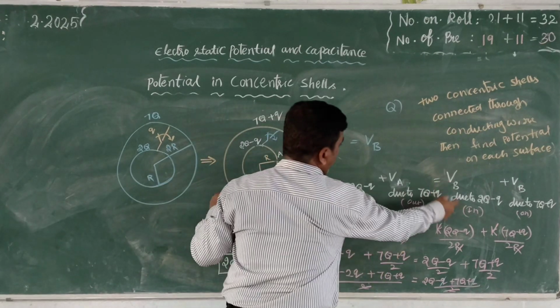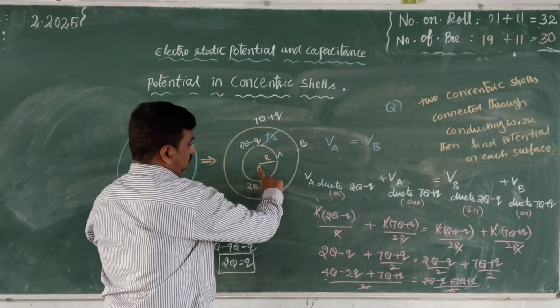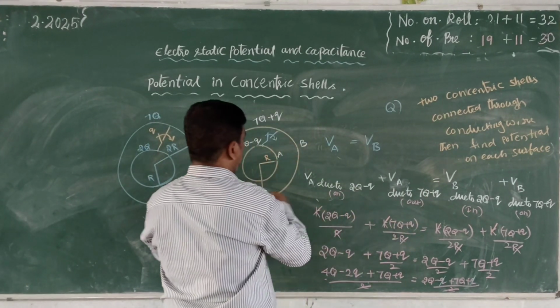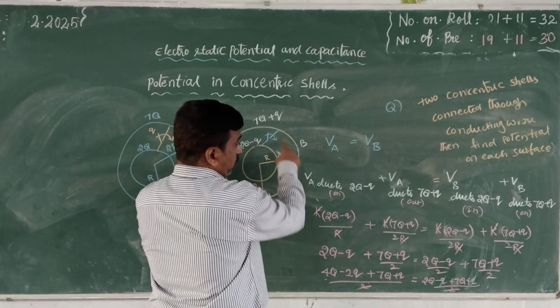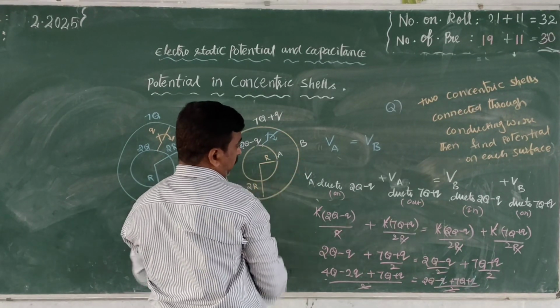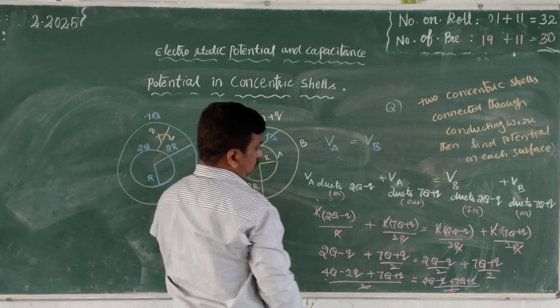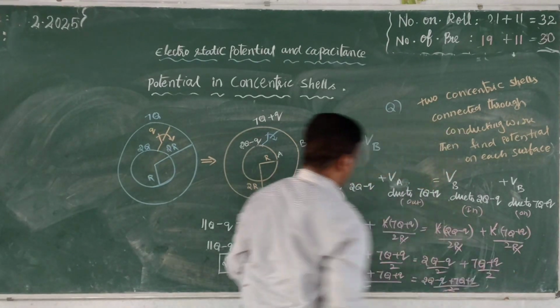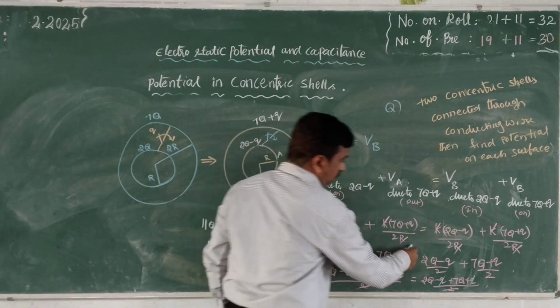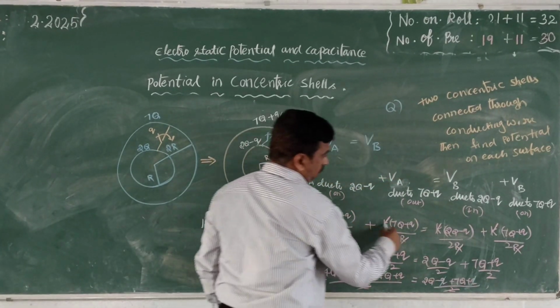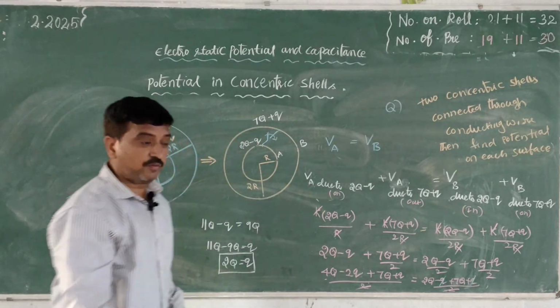So potential on B due to this one, radius is 2r we can take. Why? Because we find the potential on the outer, the second surface. Due to this one, k(7q + q) by 2r. See, r is common, all have it, so cancel. k is also common, so cancel.